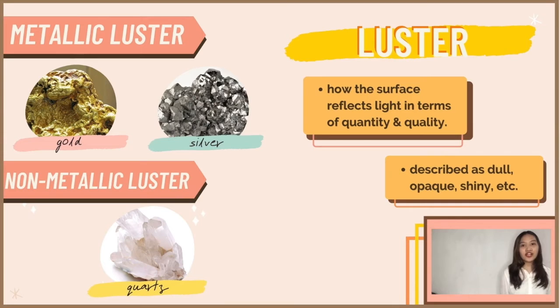The second factor is luster. In simple terms, it is basically how the surface of a mineral reflects light. In terms of quantity and quality, it is usually described as opaque, transparent, dull, or shiny. A simple way to classify if it's metallic or non-metallic, for example, metallic luster is shiny like with silver and gold. Non-metallic luster on the other hand can be described as glossy, pearly, silky, and so on. As you can see, a good example of a mineral with a glassy luster is quartz.